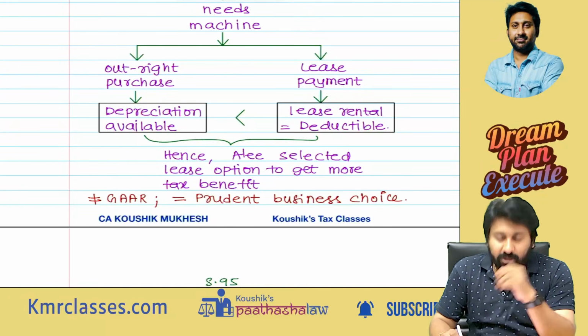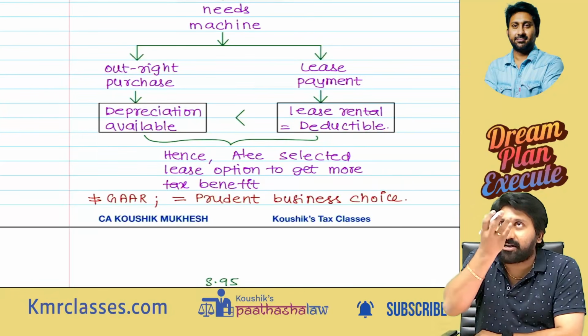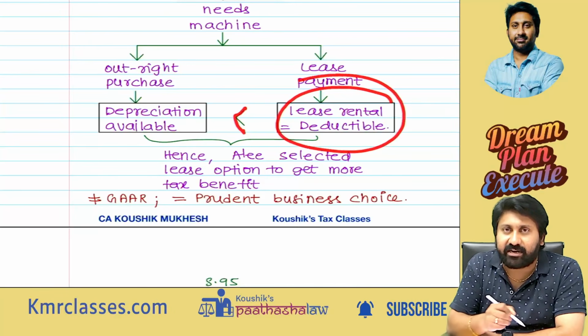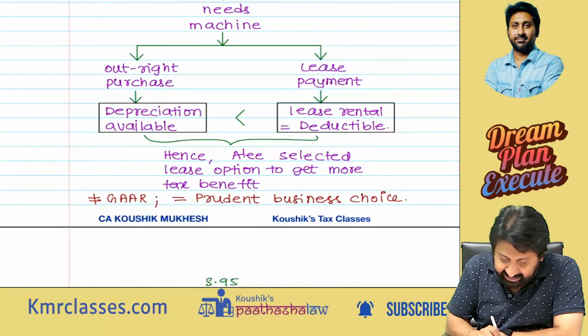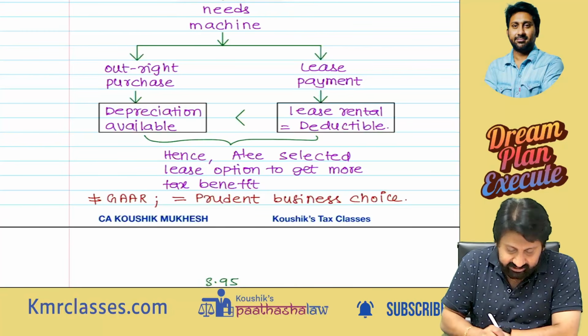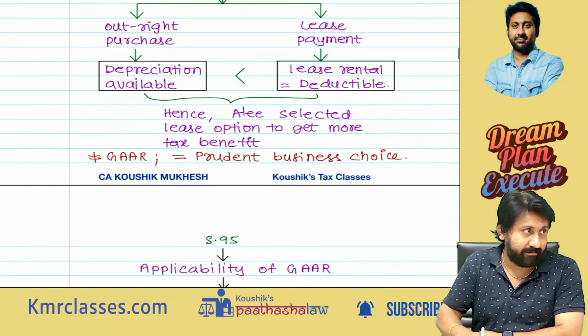Am I clear? So for example, it is an operating lease. Depreciation is available, I calculated depreciation. I calculated lease rental. Depreciation is less than the lease rental, so I will go for leasing. Hence the assessee selected the lease option. Now, tax avoidance? No, this is not GAAR attraction of an avoidance. This is tax planning.